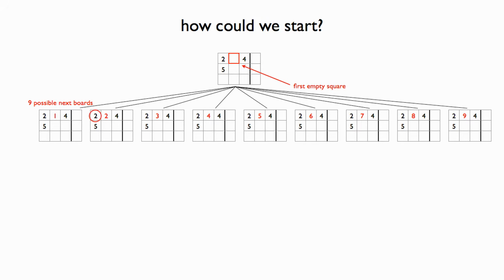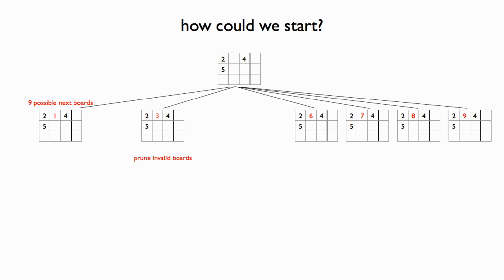Now, of course, some of those boards are immediately invalid, right? The second board is invalid because that gives you 2 2s in the same row. So we can cross that one out right away. And the third board is invalid because it gives you 2 4s in the same row. And the fifth board is invalid because it gives you 2 5s in the same box. So we can immediately rule out the invalid boards. And in this case, that leaves us with just 6 next boards.